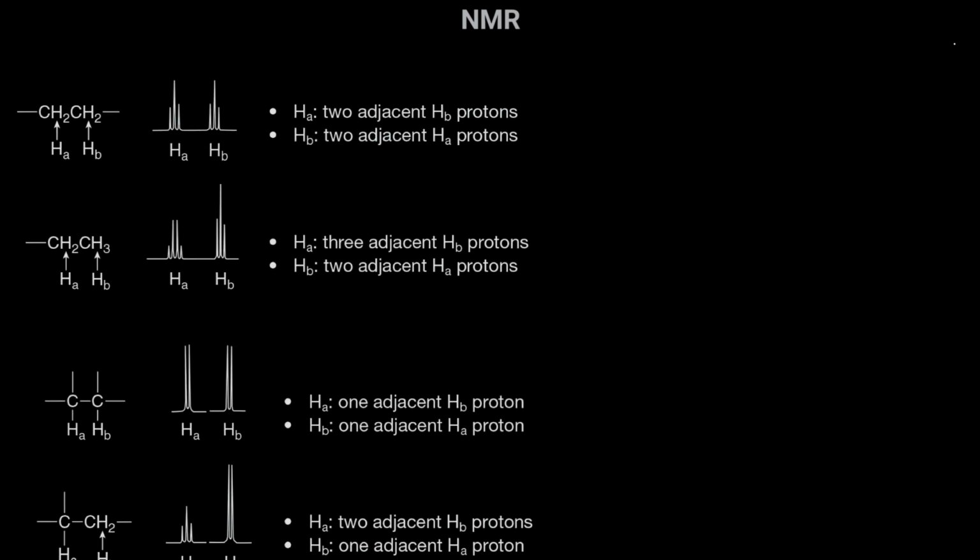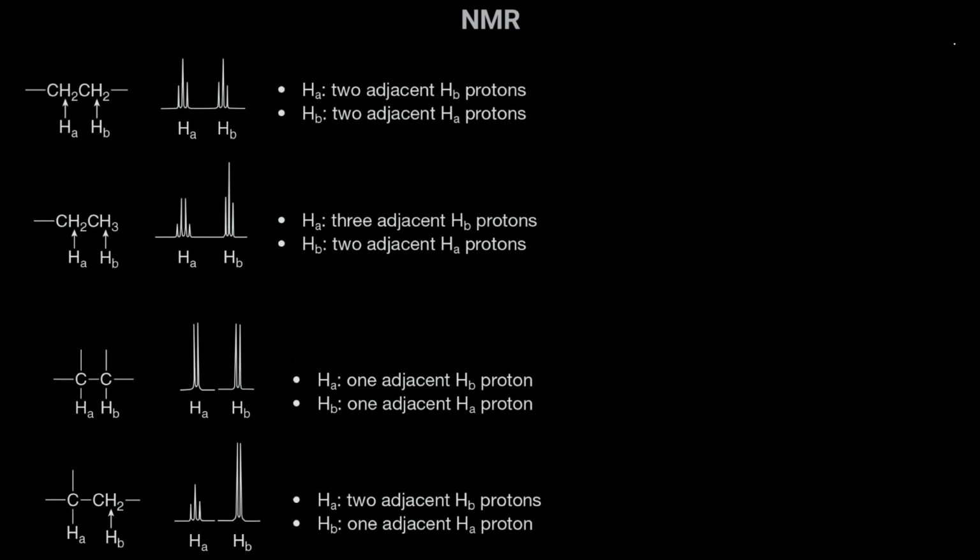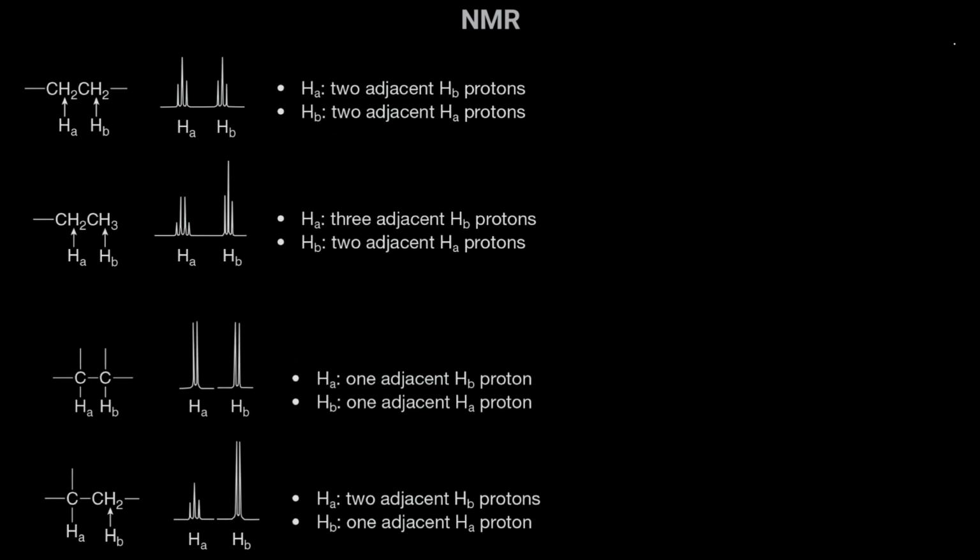Here are some other common splitting patterns that we should be aware of. If you see two triplets, it's very common that there are two different, non-identical CH2 groups next to each other. So let's say HA is a CH2 group. It'll be split into a triplet by the neighboring 2. So HA is split into 3, 2 plus 1, by the neighboring 2.